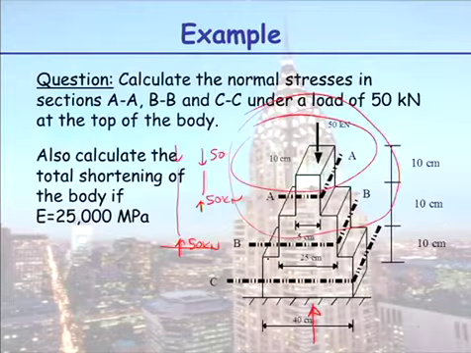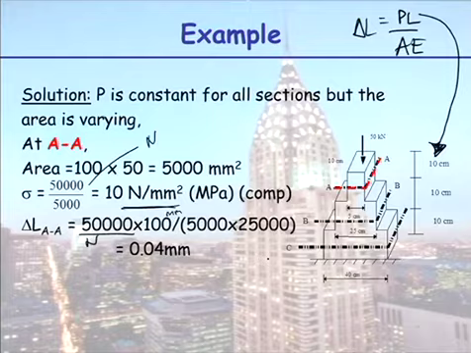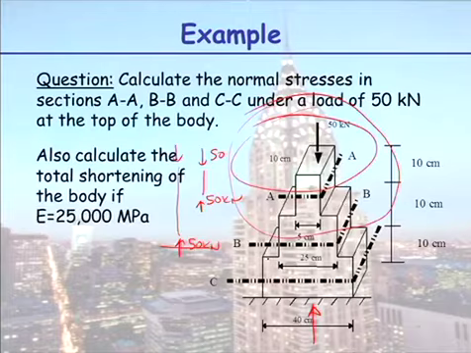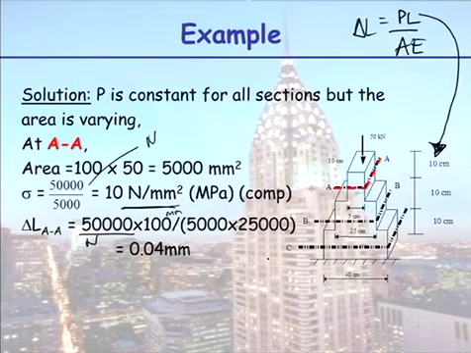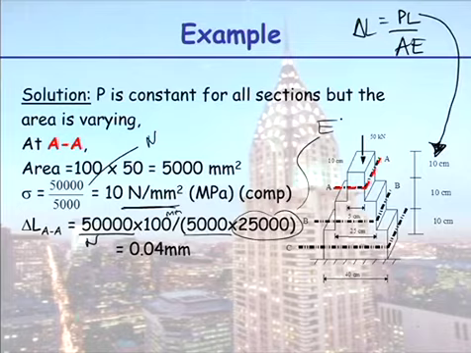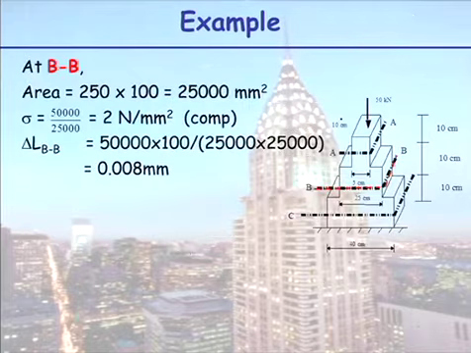If we go back to the beginning, were we told? We weren't told. Okay, our cross-sectional area is 5,000, so this must be E, Young's modulus, so it's not steel, it's some other material. So we work out how much section AA shortens, and we do the same for BB.